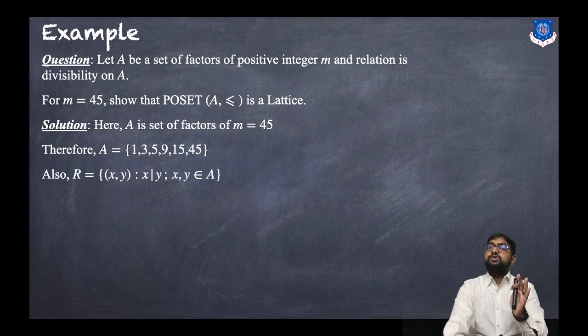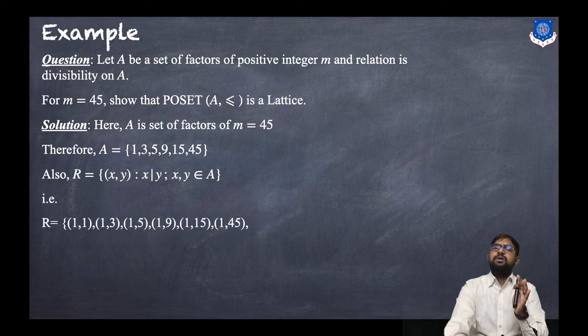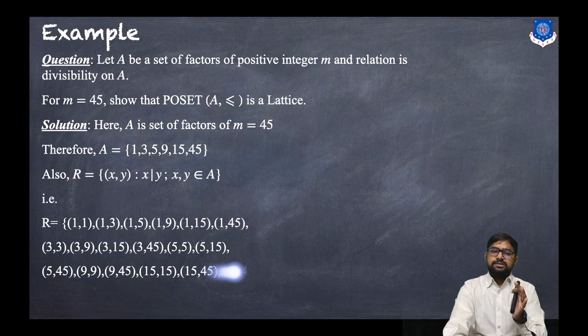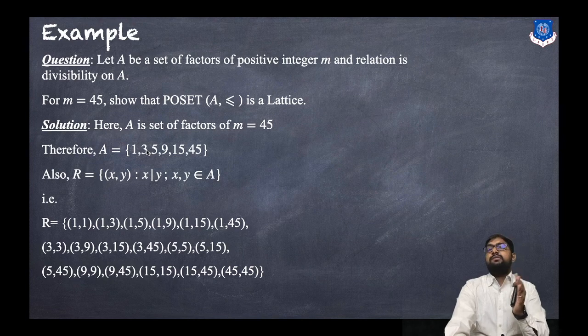Now also, what is the relation? It is the divides relation. So that means x divides y. Fine. So now we will write the relation. It will contain many pairs like this. How? Each and every point divides itself. So (1,1), (3,3), (5,5), (9,9), (15,15) and (45,45). These many pairs will be there.